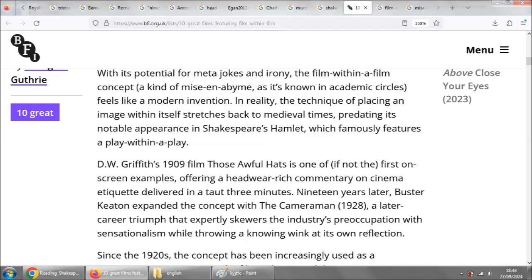D.W. Griffith's 1909 film, Those Awful Hats, is one of, if not the first, on-screen examples, offering a headwear-rich commentary on cinema etiquette delivered in a taut 3 minutes. 19 years later, Buster Keaton expanded the concept with The Cameraman, 1928. So we see that a film within a film is used in these 20th century films, and it was done in 1909, and then Buster Keaton did it 19 years later.